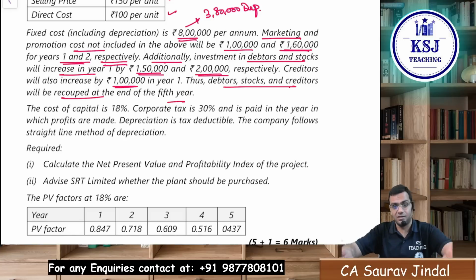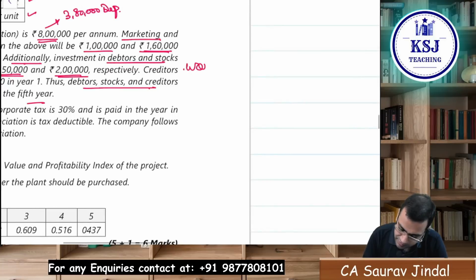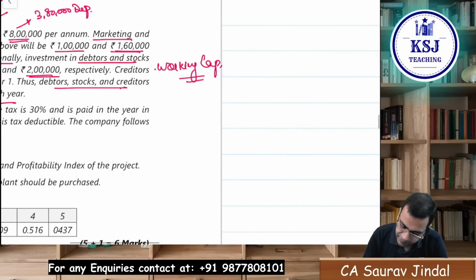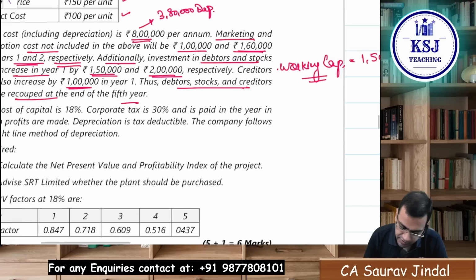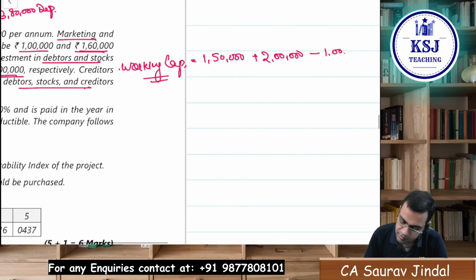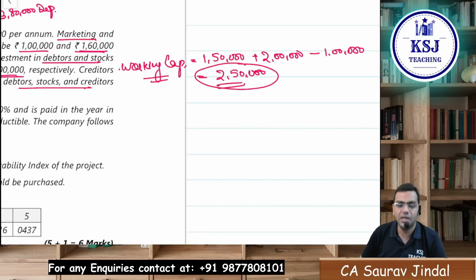Now, how will you take debtors, stock, creditors? What is it talking about? Sir, current assets, current liabilities. Is there anything in capital budgeting talking about current assets and current liabilities? Yes, sir. It is working capital. So what will be the working capital required here? Working capital required here is 1,50,000 plus 2 lakh minus the creditors of 1 lakh. So this will be 2,50,000 of working capital which will be there.